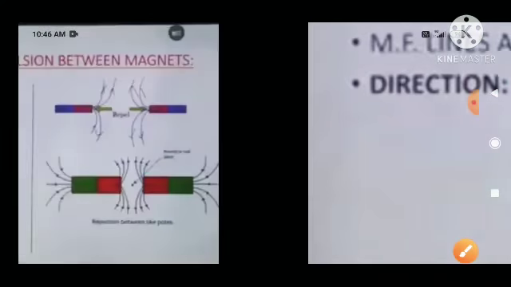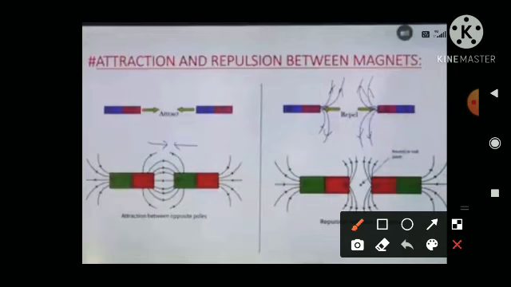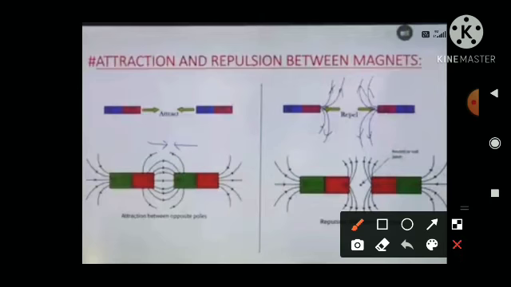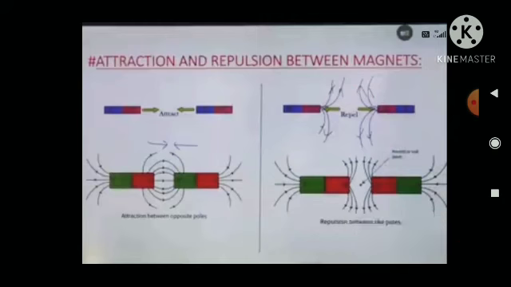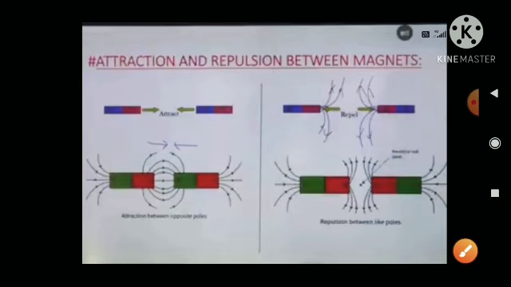So direction we already discussed. So what is this? Attraction and repulsion between magnets. If you join two magnets attracting, towards its north and towards its south, their magnetic field lines look like this. But when repulsion happens, if you join both like poles, north north or south south, the magnetic field looks like this. You can easily observe it.